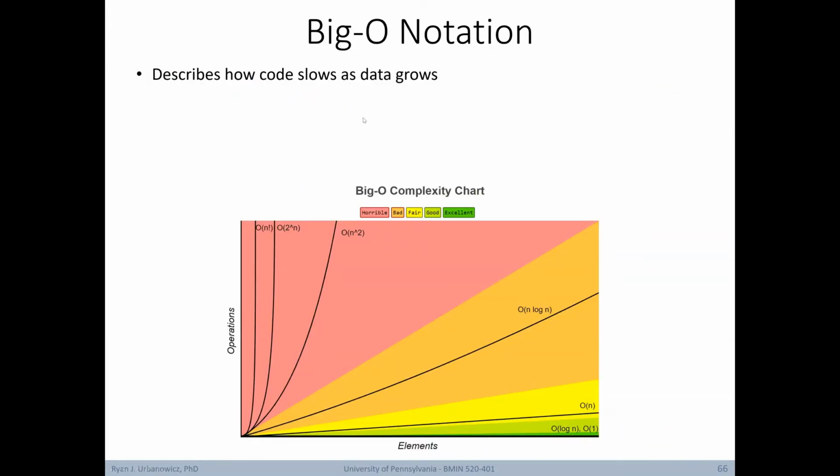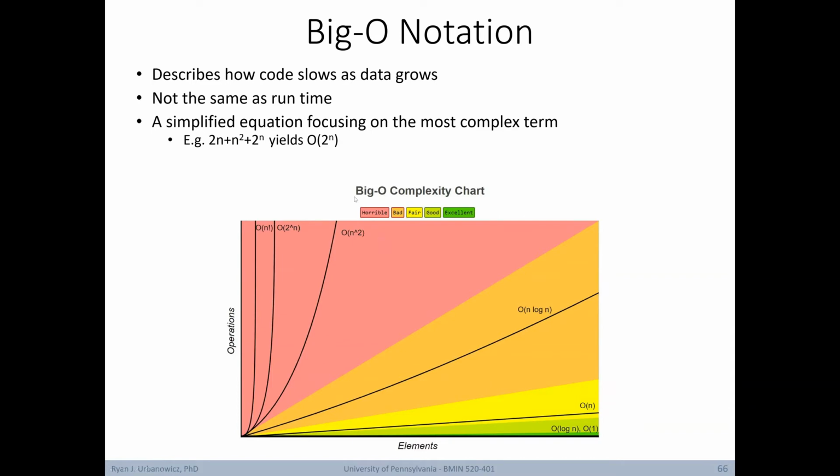We've seen this in an earlier lecture, but here we briefly revisit big O notation that describes the time complexity of problems. It roughly illustrates how code or algorithms slow down as a dataset grows. Here we see our polynomial example and our exponential example from the last slide. Notice that time complexity is not the same as runtime, and the big O notation doesn't necessarily give the precise runtime, but it represents a simplified equation focusing on the most complex term describing the compute time of a problem.